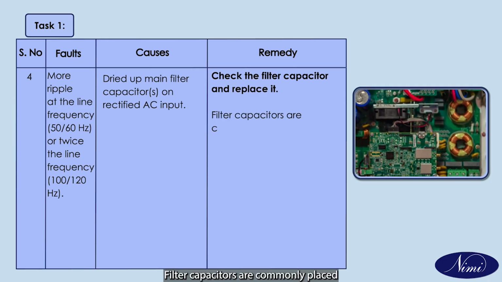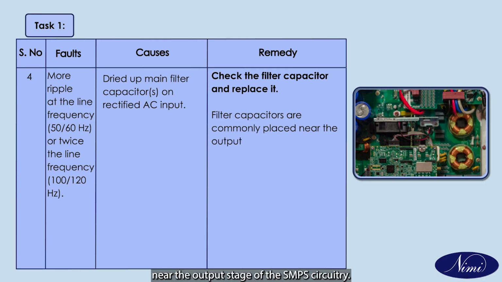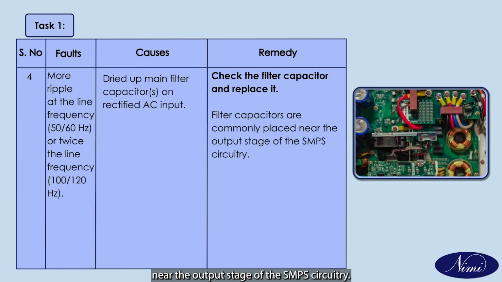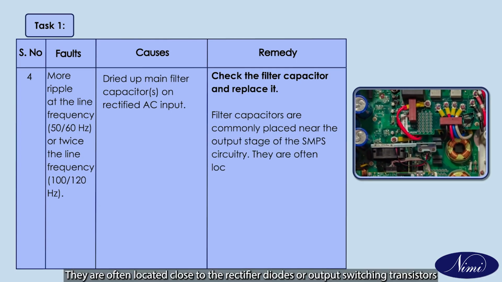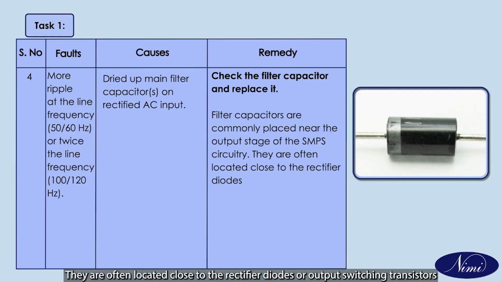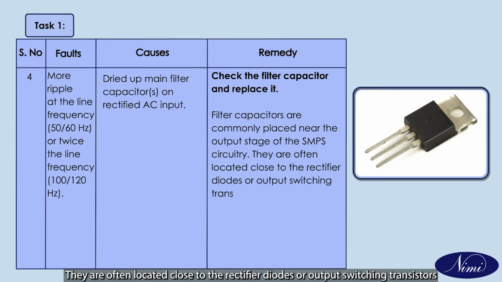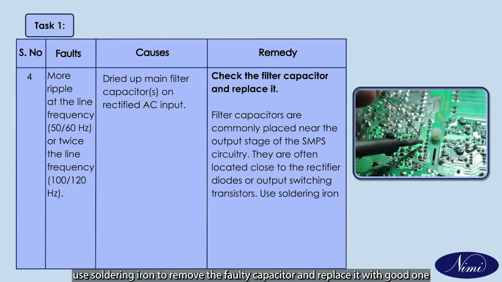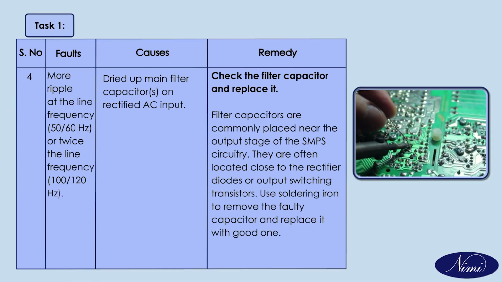Filter capacitors are commonly placed near the output stage of the SMPS circuitry. They are often located close to the rectifier diodes or output switching transistors. Use a soldering iron to remove the faulty capacitor and replace it with a good one.